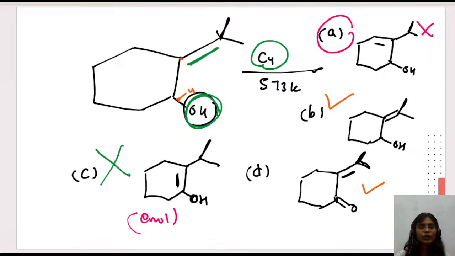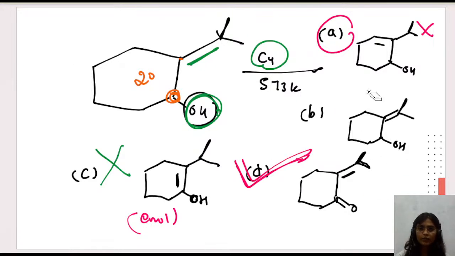But again, copper is present, and this is a secondary alcohol. If it is secondary, it is definitely going to convert into the ketone. So hence, what is the correct answer for this question? Option number D. This is how you have to analyze the complete question step by step.